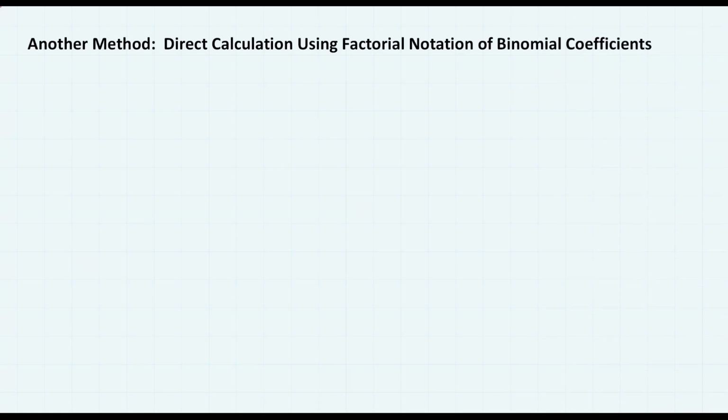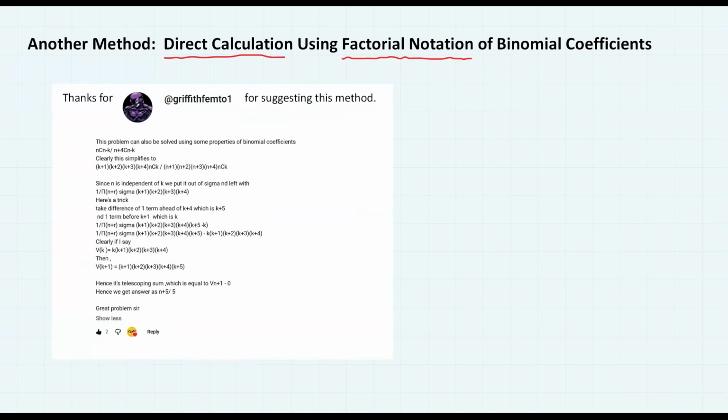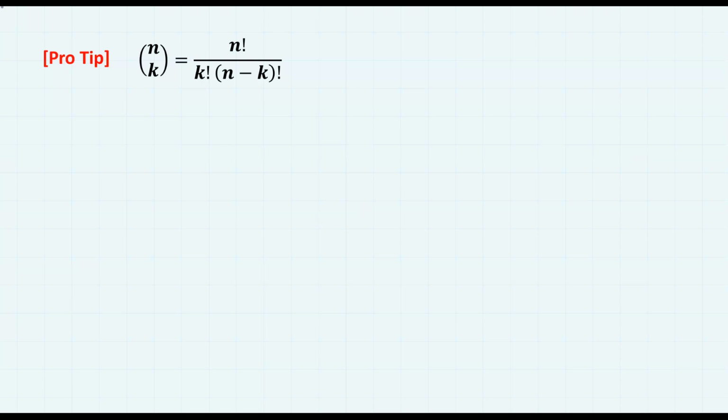But there's actually another method, which is a direct calculation using factorial notation of binomial coefficients. This method is suggested by one of my viewers, Griffith-Vento1, so huge thanks to Griffith-Vento1 for providing another method. This method uses the famous factorial notation of binomial coefficients, which is that n choose k can be calculated by n factorial divided by k factorial times n minus k factorial. With this, let us take a look at the term that we must add up, n choose n minus k divided by n plus 4 choose n minus k.